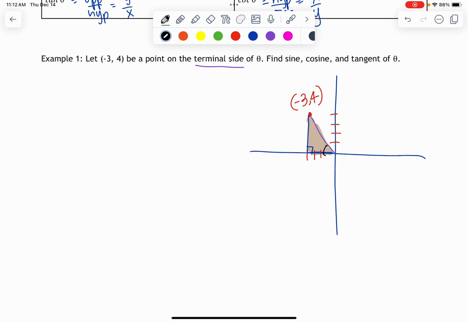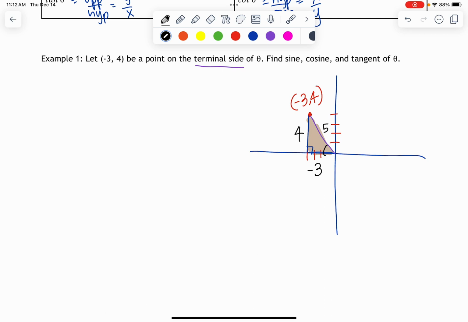So I can get my side lengths by counting. The bottom side, I just count 1, 2, 3, and that's 3. Because it's back to the left, I will use negative 3. I can get the leg going up, 1, 2, 3, 4 by counting. So that is 4. And then I'd use the Pythagorean theorem to get the hypotenuse. In this case, it is 5.